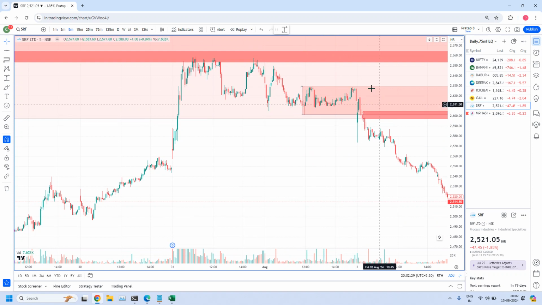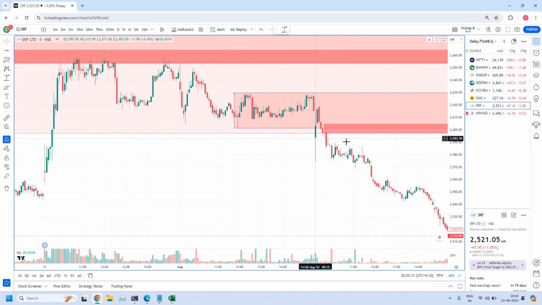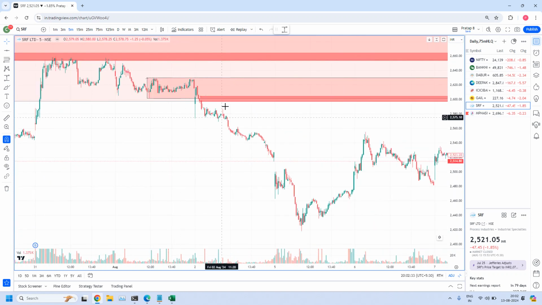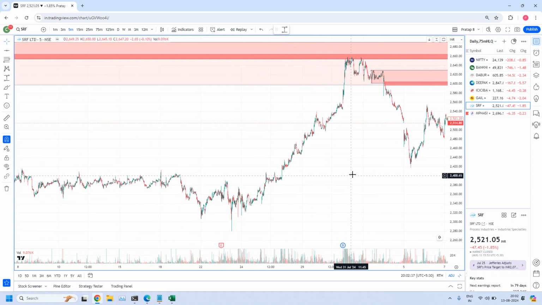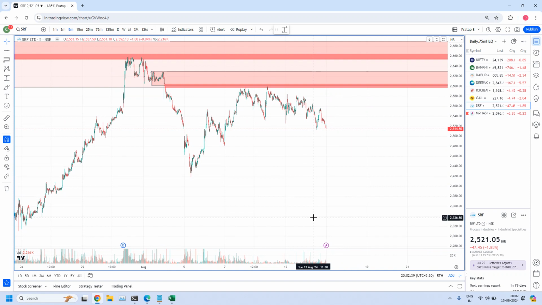But after that, a new 75 and new high liquidity zone is created. So if this is violated, the next trade plan will be on this zone. But anyway, today we didn't get a trade in this zone, SRF.